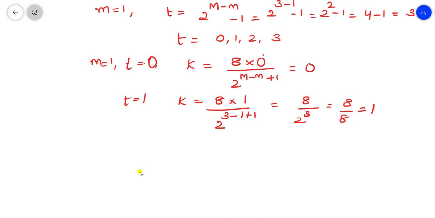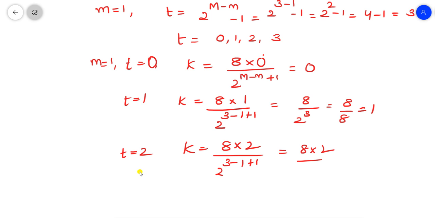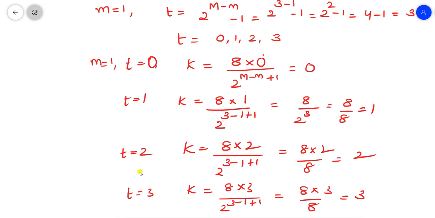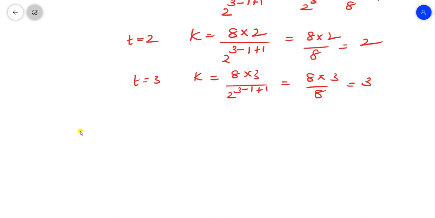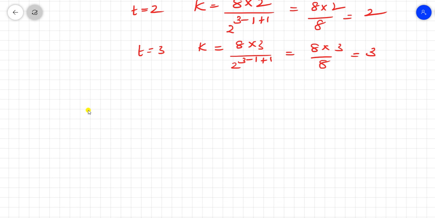Similarly for t equal to 2, k value is equal to 8 into 2 by 2 power 3 minus 1 plus 1, so again this is 8 into 2 by 8, which is equal to 2. When t equal to 3, k is equal to 8 into 3 by 2 power 3 minus 1 plus 1, that is 8 into 3 by 8, that is equal to 3. So in stage 1, t has 4 values, so k also has 4 values: t equal to 0, k equal to 0; t equal to 1, k 1; t2, k2; t3, k3.